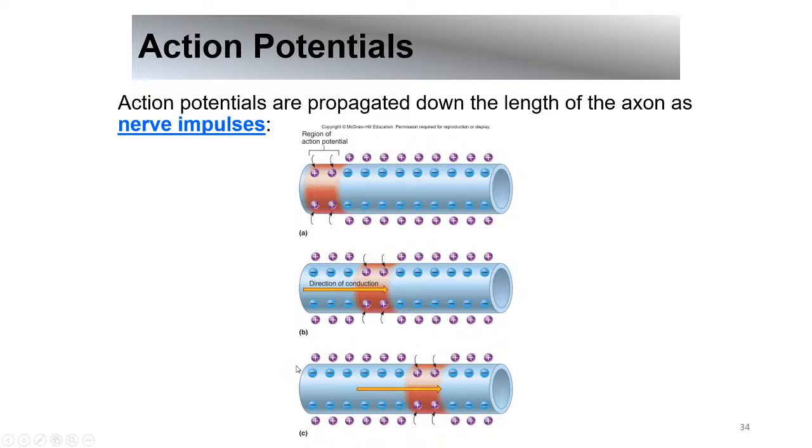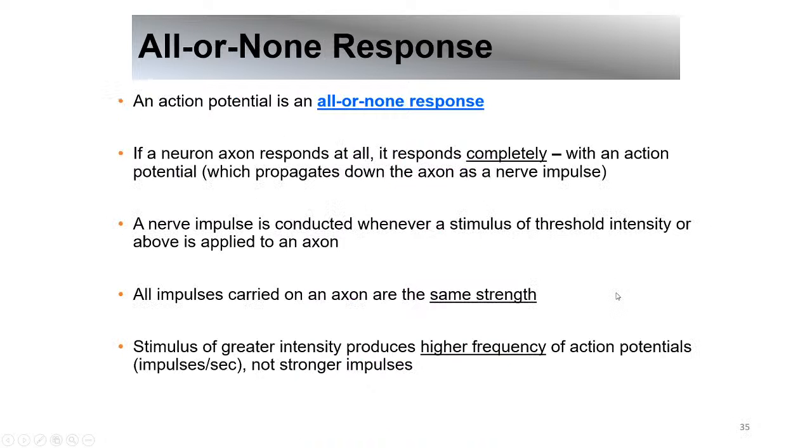It is conducted down the length of the axon, this action potential is, until we reach the synaptic knob. And there we will trigger voltage-gated calcium channels, which calcium comes in and then it binds to the vesicles and causes them to fuse and dump out their neurotransmitter.